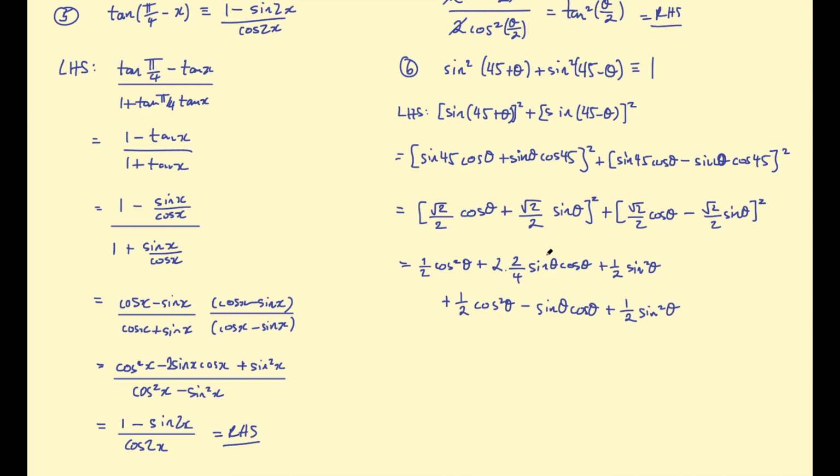So this will be plus sine theta cosine theta take sine theta cosine theta. They are going to cancel each other out. And then we have a half cosine squared theta plus a half cosine squared theta, which is 1 lot of cosine squared theta. And then the same thing for the sine squareds. So this cosine squared theta plus sine squared theta is 1, which is the right hand side.